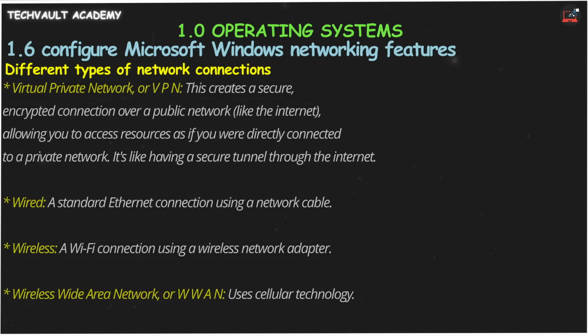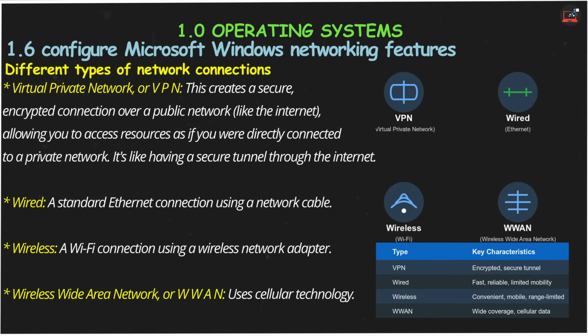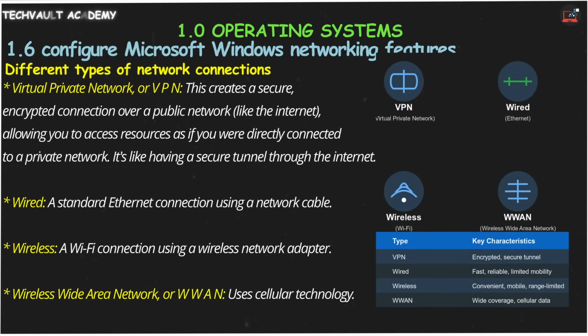Let's establish different types of network connections. Virtual Private Network, or VPN. This creates a secure encrypted connection over a public network like the internet, allowing you to access resources as if you were directly connected to a private network. It's like having a secure tunnel through the internet. Wired: a standard Ethernet connection using a network cable. Wireless: a Wi-Fi connection using a wireless network adapter. Wireless Wide Area Network, or WWAN, uses cellular technology.